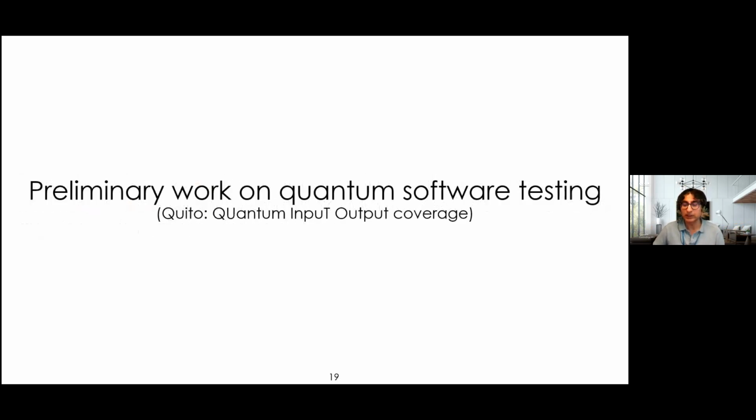So then I will present some of the initial experiments we did on testing simple quantum programs, which we call quantum input output coverage. This is inspired from classical computing, where you simply give some inputs and check the outputs. So it is not something very novel here. It was just a master project to start understanding how quantum programs work.